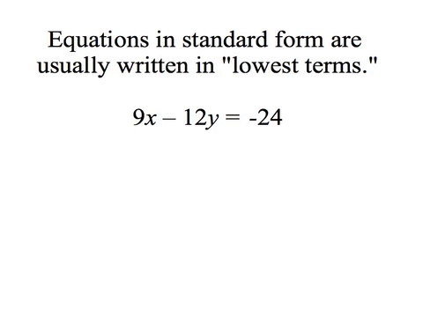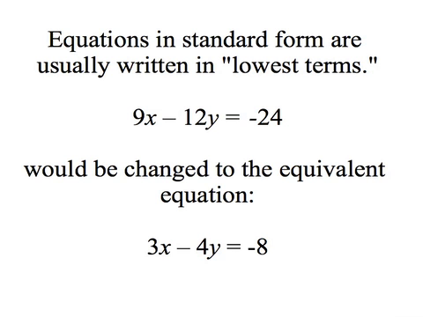Here's another example. We're starting with 9x minus 12y equals negative 24. The greatest common factor of 9, 12, and 24 is 3. So we divide everything by 3, and we're left with 3x take away 4y equals negative 8. And in this case, A is 3, B is negative 4, C is negative 8. And again, the greatest common factor for those three numbers is 1. So the one at the bottom is the preferable way to write this equation in standard form. Once again, the two equations are equivalent equations, but we prefer to write it the way it's written at the bottom.